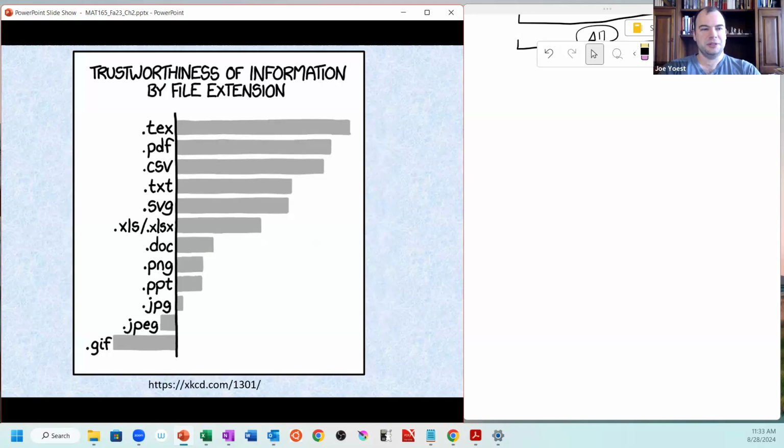Here's kind of a computer science joke: the trustworthiness of information by file extension. You see TeX is at the top. LaTeX is a mathematical typesetting software, so if somebody has gone through the trouble of writing something in LaTeX, it's probably going to be correct. Then PDF, CSV, and so on. And down at the bottom, you have GIFs, those little moving picture deals. If it's a GIF, maybe you shouldn't trust it. If it's a TeX file, then maybe you can trust it if you can get the TeX file to display on your computer. Sometimes TeX files are a little annoying to get to work nicely.